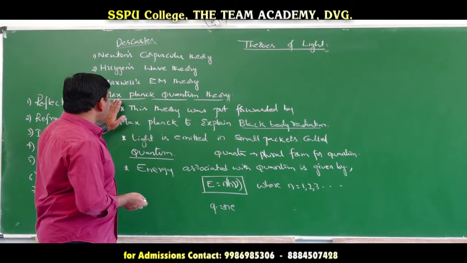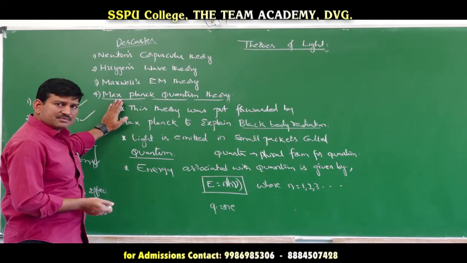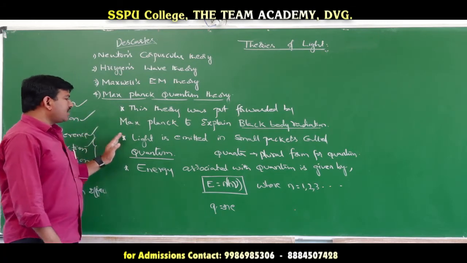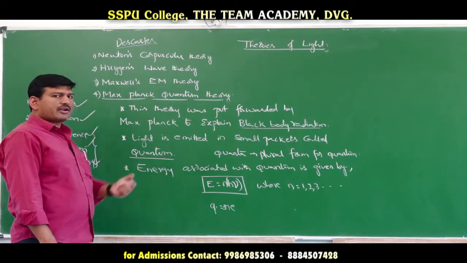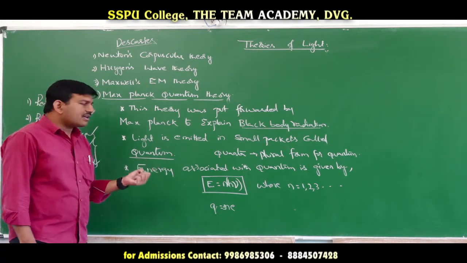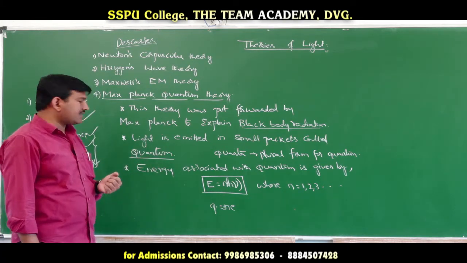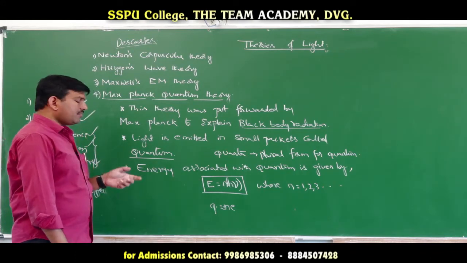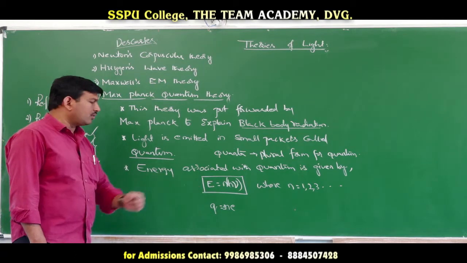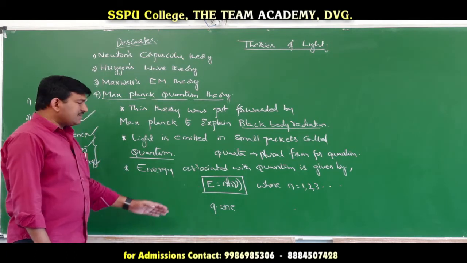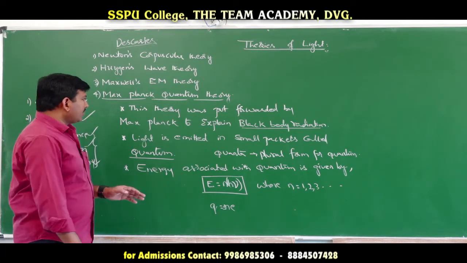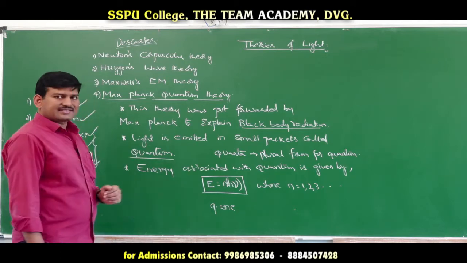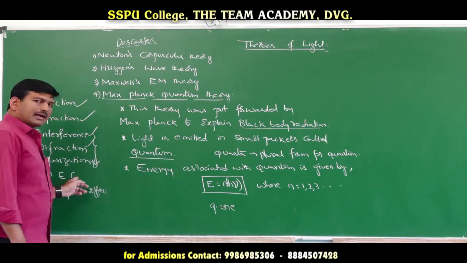Okay. So what I can understand from Max Planck quantum theory is that this theory was put forward in order to explain what? Black body radiation. To explain black body radiation, he proposed that light is emitted in small packets called quantum, and the energy associated with the quantum is given by E is equal to n h nu, where n is an integer. That means energy is quantized. And using this Max Planck quantum theory, Einstein succeeded in explaining the photoelectric effect.